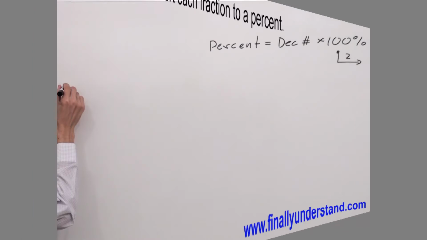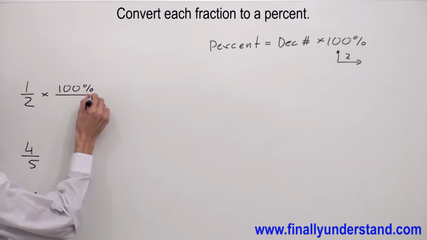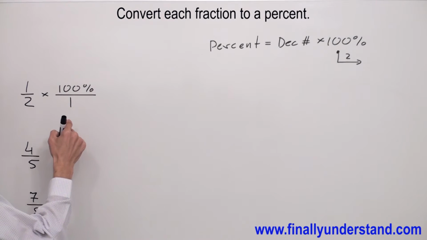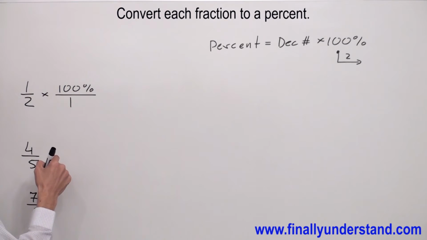In order to find percent, I have to multiply the fraction by 100%. I'm going to convert 100% to a fraction right away because this is a fraction. Remember, anytime you want to convert a whole number to a fraction, you have to write the whole number over 1. This is going to give you an improper fraction.